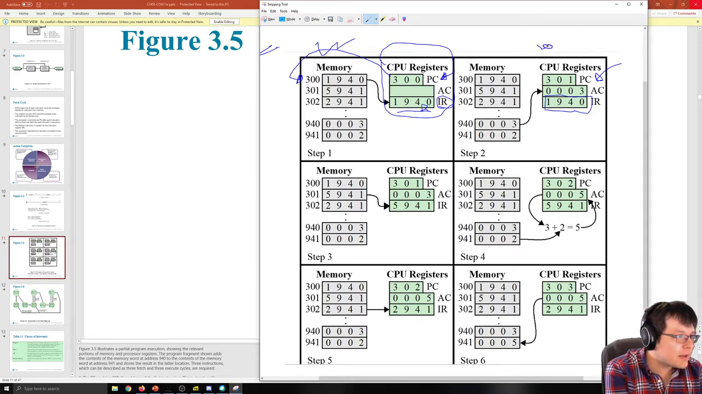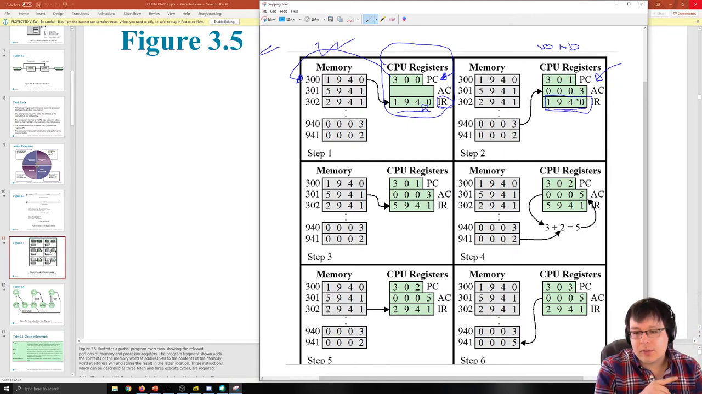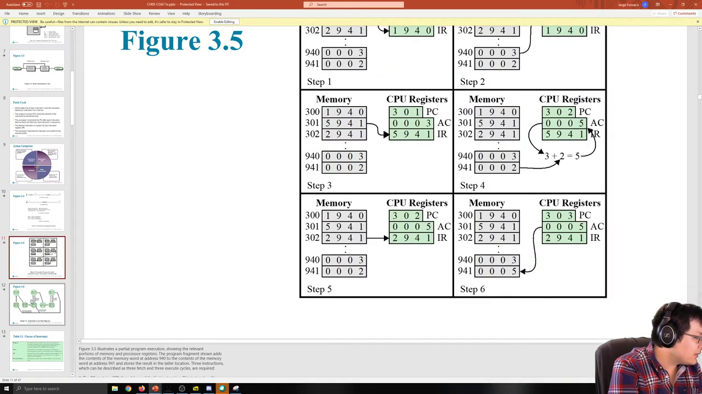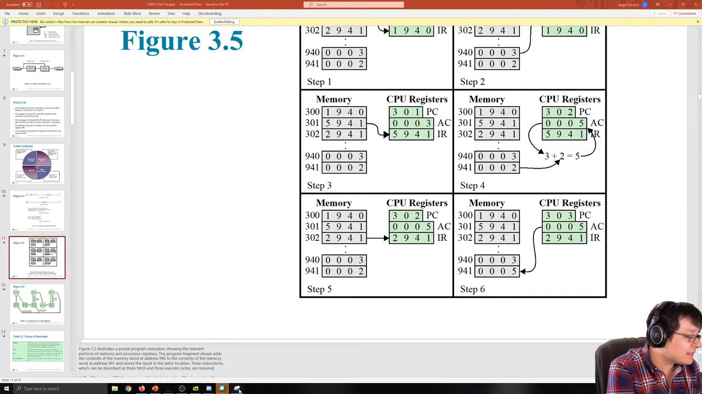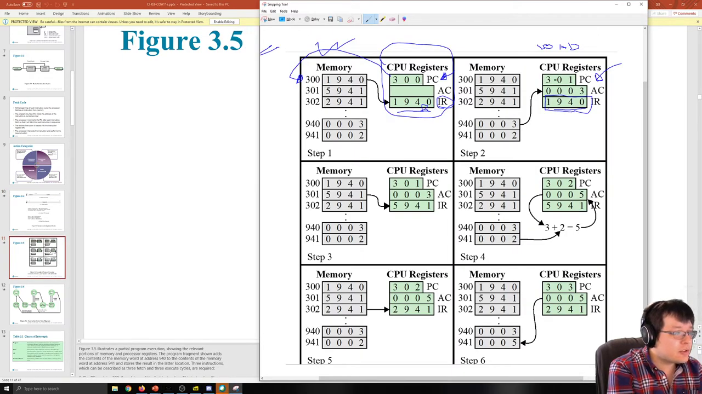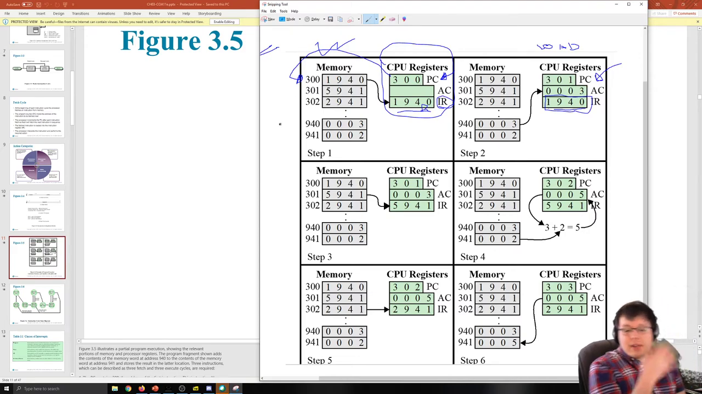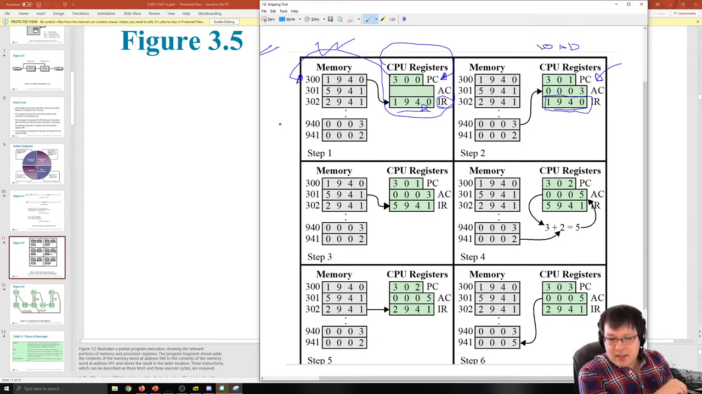But anyways, we go ahead and decode that we have to load. And then we need to load address 940. That is going to be an address calculation, not decoding, sorry, in the sense that it might not be the same address. That's the step here, the address calculation. In this scenario there's no real calculation because it's just saying 940. But internally there might be, because it's not really 940. That's just what we see, but it's not the real address where things are kept.